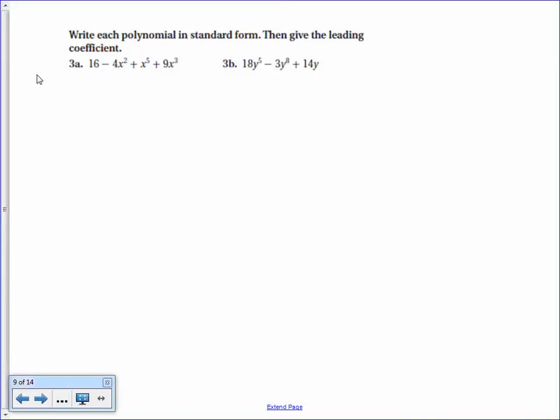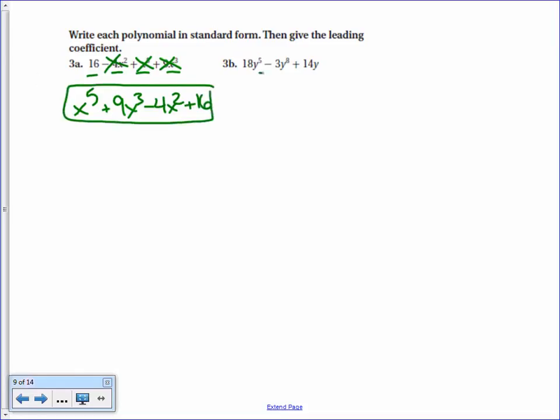So just a few more examples. Looking at all the individual monomials here, which one has the highest degree? That's going to be that x to the fifth. The next highest will be the 9x to the third. The next will be the 4x to the second. And the last one will be a 16. And since it's positive, we'll just put a plus 16. So we have these guys, that negative 3y to the eighth is the highest. 18y to the fifth will be the next one, and 14y will be the next one.